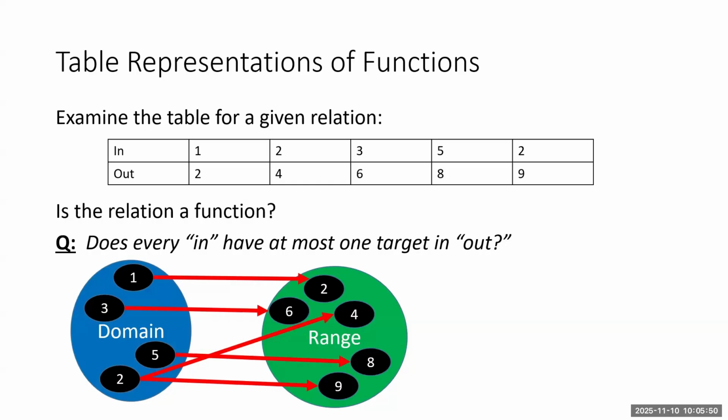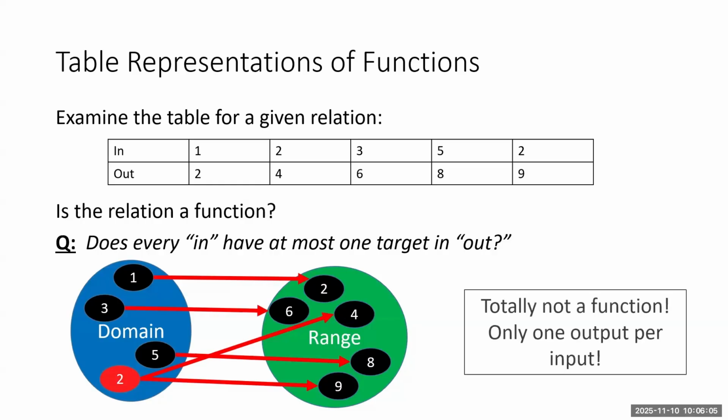Again, the question I'm asking is, does every in have at most one target in out? Observe that the 2 in the domain space has turned red. The reason for this animation is that we see 2 arrows going out of 2 into the range space, into different values in the range space, in particular 4 and 9. This is totally not a function. There is not only one output per input.